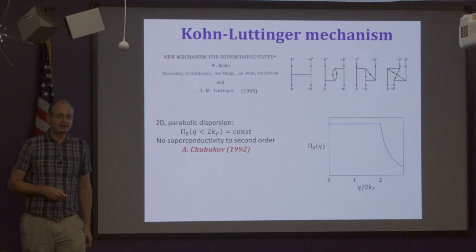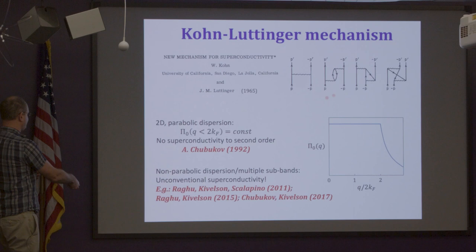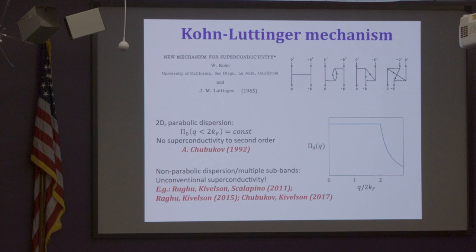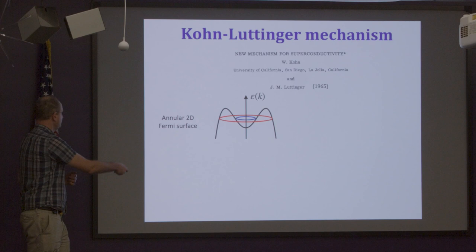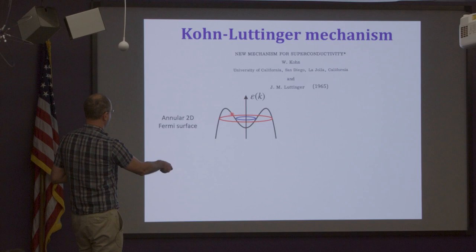But one needs to remember that our dispersion is very far from being parabolic. Once you go away from the case of parabolic dispersion, or you involve multiple subbands, you can get unconventional superconductivity already at this level. The example that would be relevant for us is an annular Fermi surface. That's the Fermi surface of the normal state in both SC1 and SC2 in trilayer graphene. It has an outer Fermi surface of holes and an inner Fermi surface of electrons. Let's assume for simplicity that these Fermi surfaces are circular. In reality, they're trigonally warped.